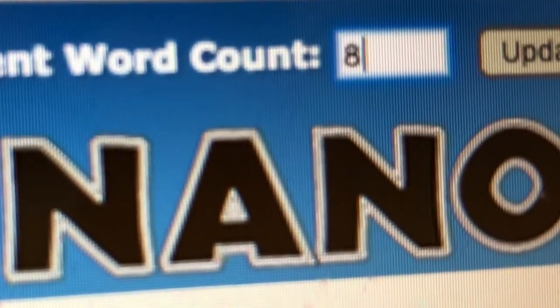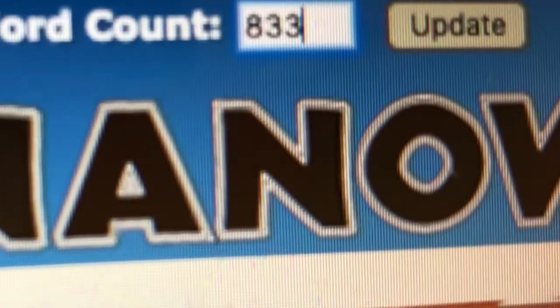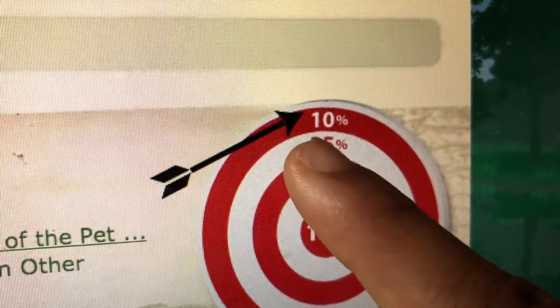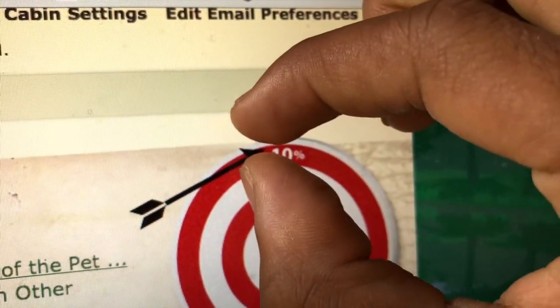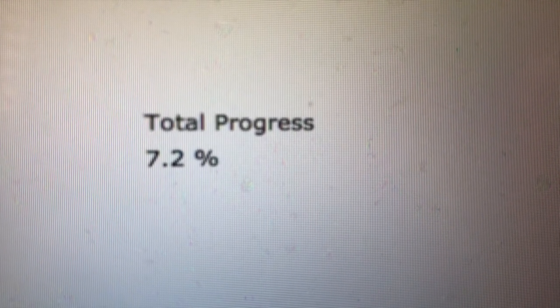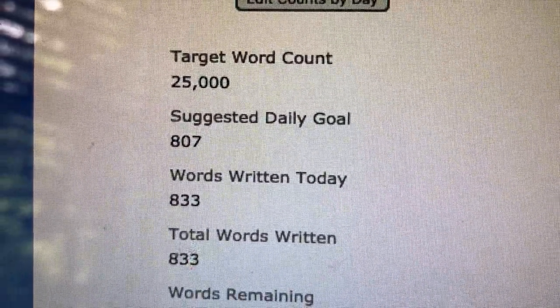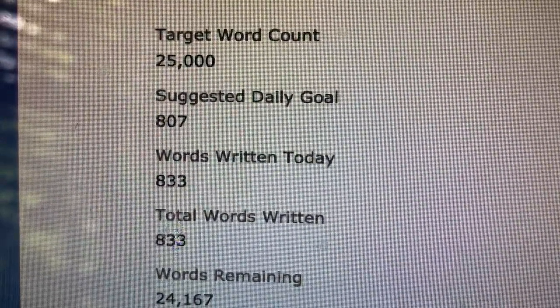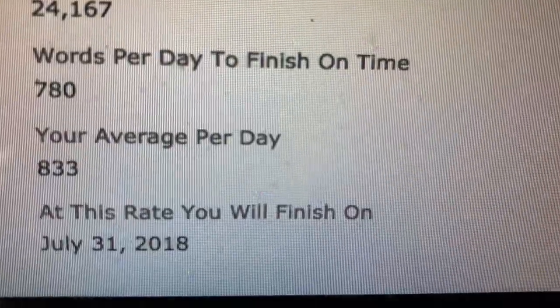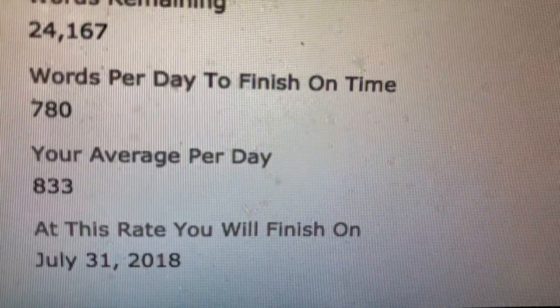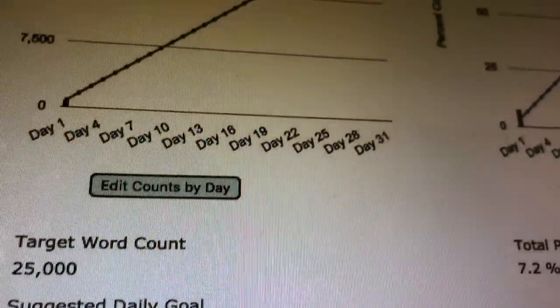Maybe after writing, I'm gonna go out and ride my bike. And maybe while I'm out there, I'll figure out what I'm gonna write tomorrow. The arrow moves such a tiny amount. It's like so small. 7.2%. Yet we are okay because we beat our daily goal. At this rate, you'll finish on July 31st. That's when I wanna finish, so okay.